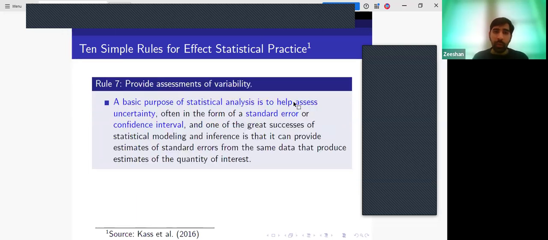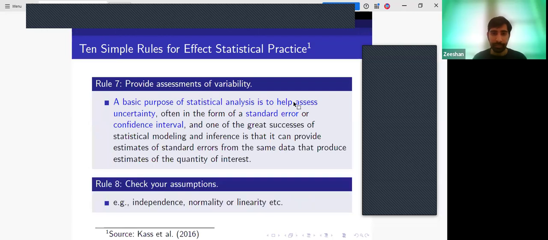So the seventh rule regarding effective statistical practice is that you have to assess the variability. As I've already told, one main goal of statistics is to deal with the variability. And usually it is done through using standard errors of estimates or sometimes confidence intervals. So when you're going to report your analysis, you're going to report your estimates, you should include these two things as well in order to give a holistic view of the specific analysis.